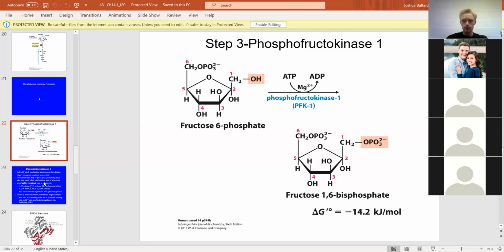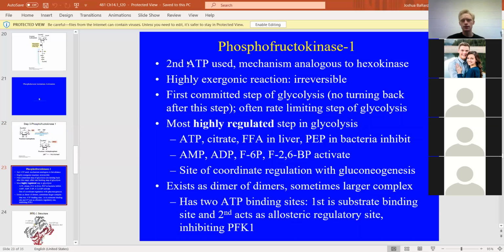Phosphofructokinase is a very important enzyme. It's another one of those irreversible enzymes. It has a large negative delta G. And we're just adding a phosphate group here. The reason I want to touch base on this one is because it's exergonic. It's also the first committed step of glycolysis. So when glycolysis goes through this step, it's an all or nothing type of response. As a result, this is often the rate limiting step of glycolysis.